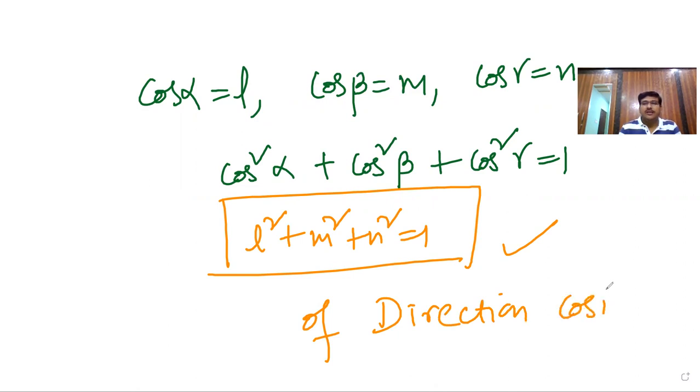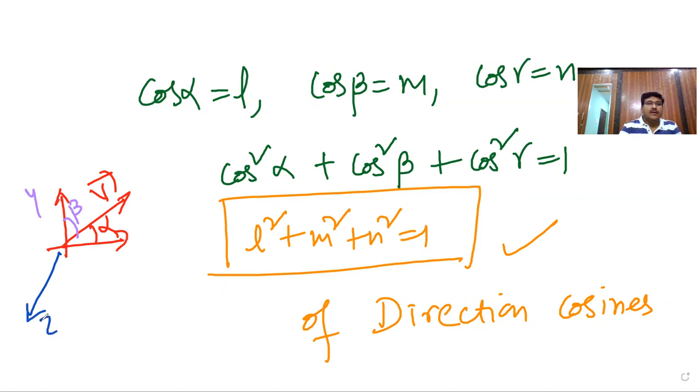Once again, where alpha is the angle made by the x-axis, beta is the angle made by the y-axis, and similarly gamma is the angle made by the z-axis. The velocity vector is making alpha, beta, gamma with the x, y, z axes. Those are known as direction cosines.